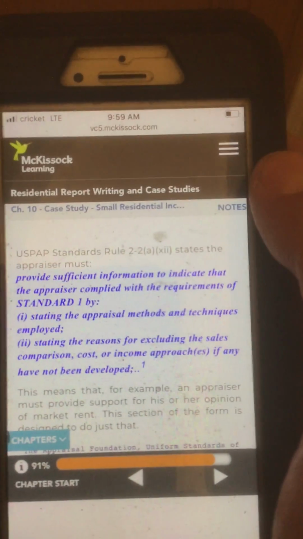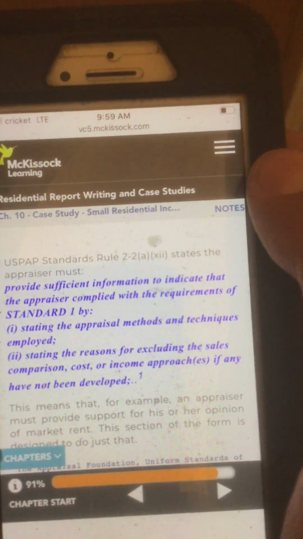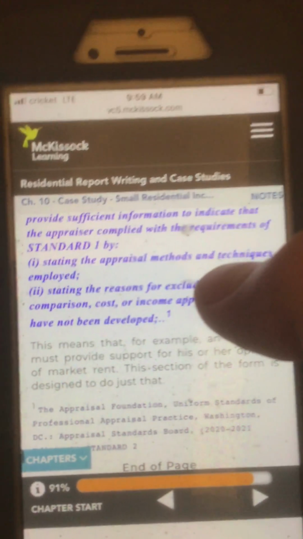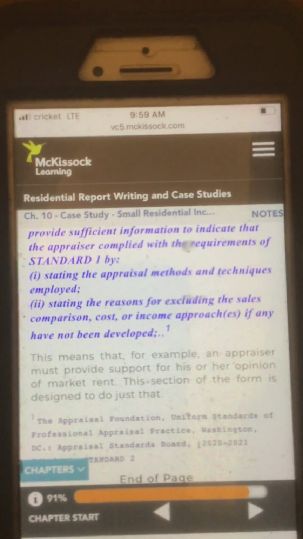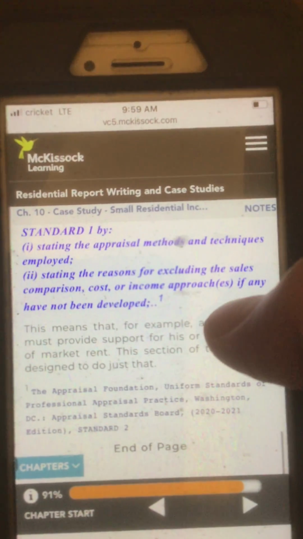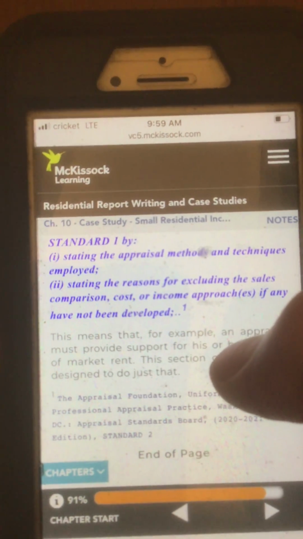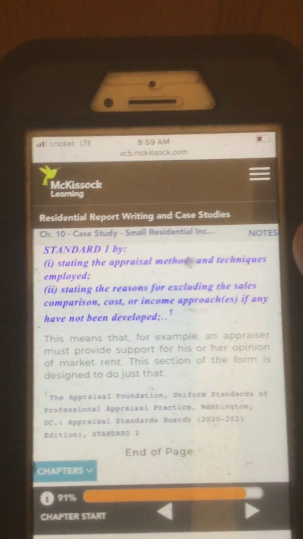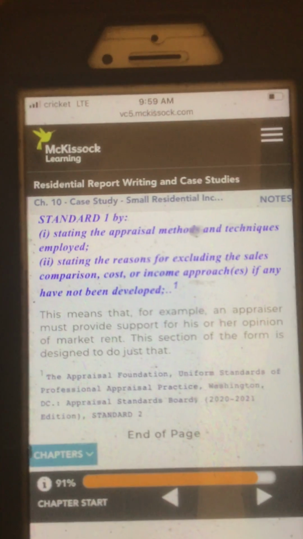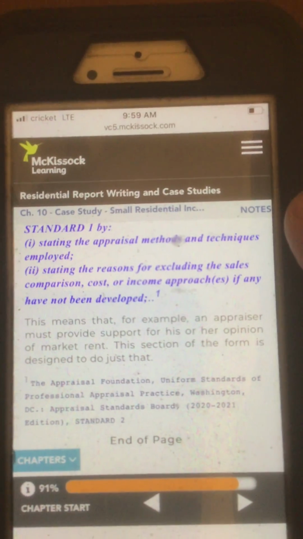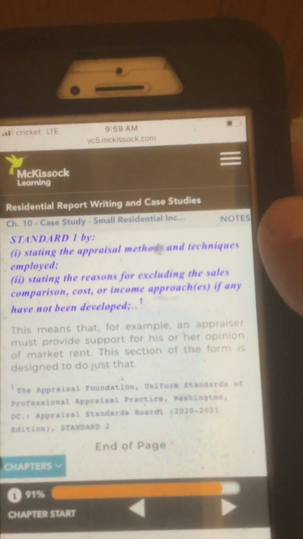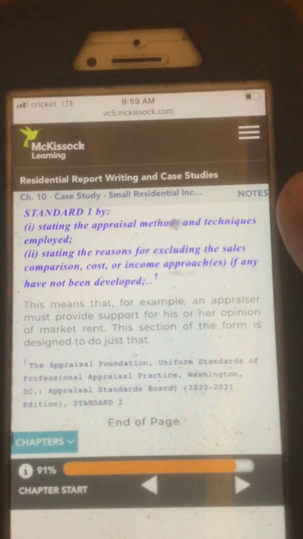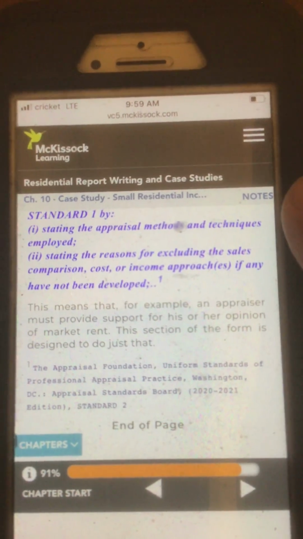USPAP Standards Rule 2-2A, Roman numeral 12, states the appraiser must provide sufficient information to indicate that the appraiser complied with the requirements of Standard 1 by Roman numeral 1, stating the appraisal methods and techniques employed. Roman numeral 2, stating the reasons for excluding the sales comparison, cost, or income approaches, if any have not been developed. This means that, for example, an appraiser must provide support for his or her opinion of market rent. This section of the form is designed to do just that.